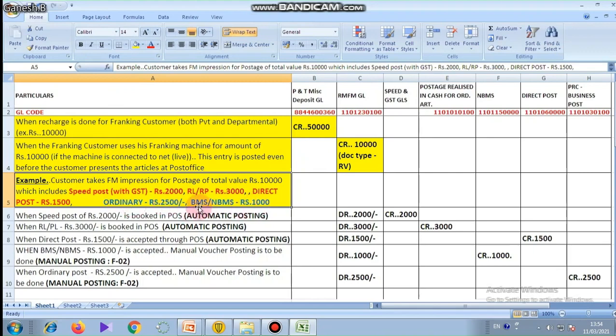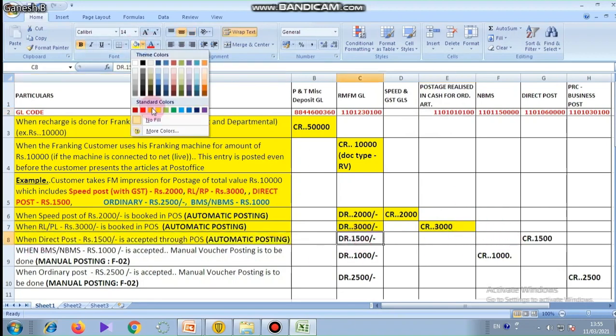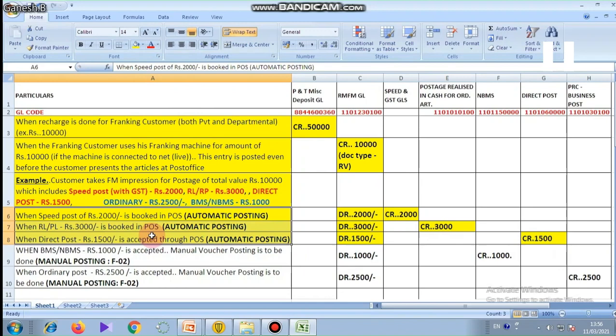The third thing, when a speed post is booked by the customer, he presents the speed post at post office counter. Now what happens? When you book the speed post article, RMFM GL will get debited by 2,000 and relevant GL, that is speed post GL, will be credited by 2,000. Now RMFM GL will be left with 8,000 only. Now the customer presents registered letter and registered parcels worth rupees 3,000 at post office counter. Now RMFM GL will be debited by 3,000 and postage realized in cash will be credited automatically by 3,000. So now the balance left is 5,000 only.